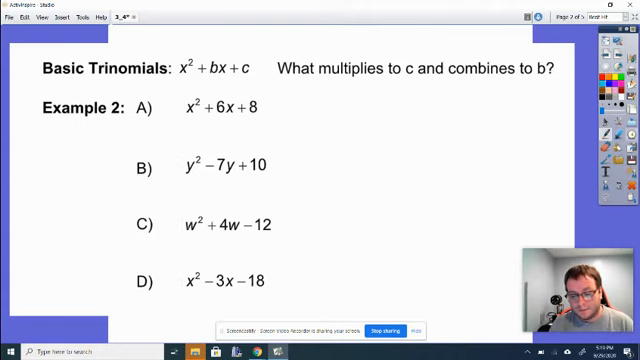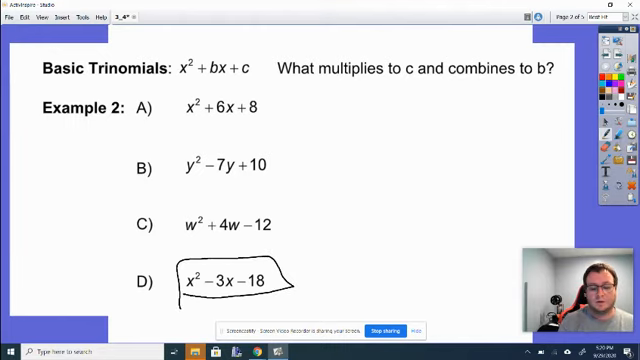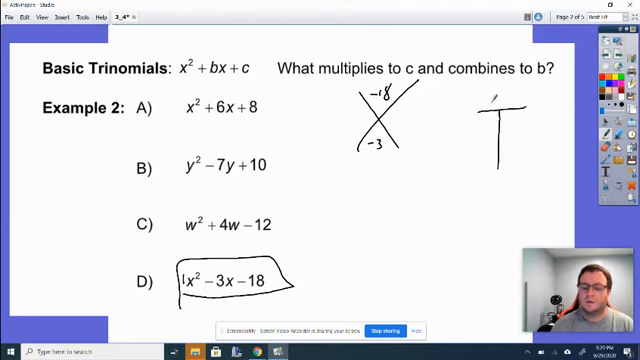Okay, so following the same pattern, let's do a negative one this time. So I'm going to do D. Okay, so top, A times C, and again, we have the invisible 1, negative 18. And then negative 3. Now this negative is important. I do want to bring negatives or minuses with me. Negative 18, negative 1, 18, negative 2, 9, negative 3, 6.